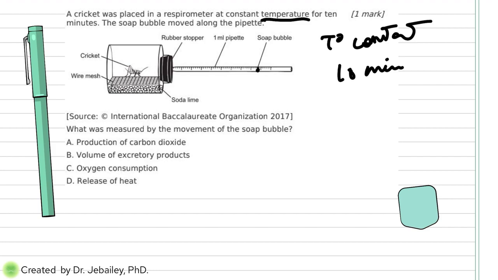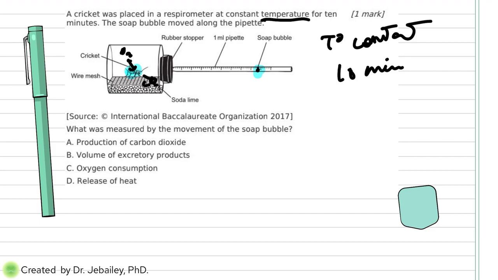See, the bubble is right, let me highlight it better. The soap bubble is right here, and it says that it moved. Now, which way would it move? If the pressure is changing, the cricket is right here. What is the cricket doing? The cricket is doing cell respiration, right? It's taking in oxygen, and then it's releasing CO2.